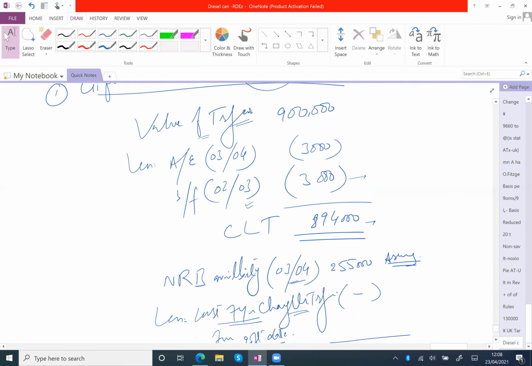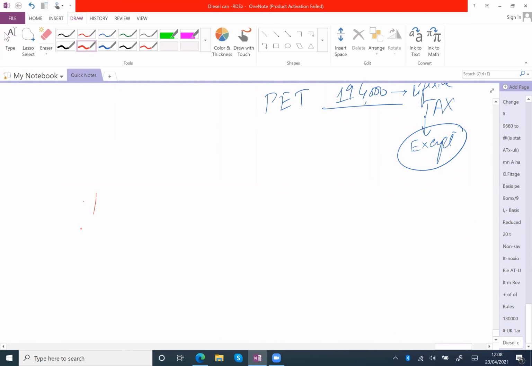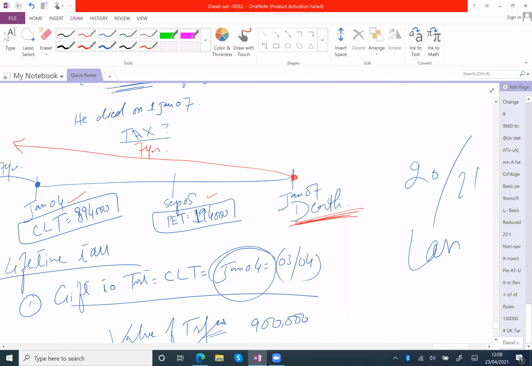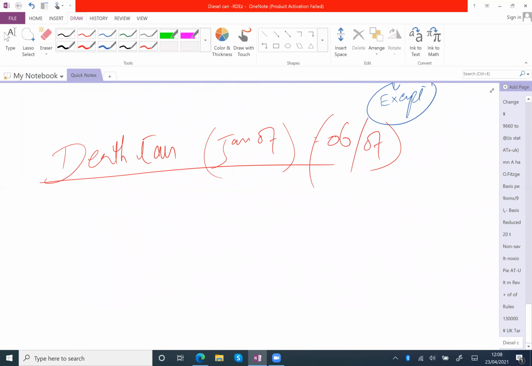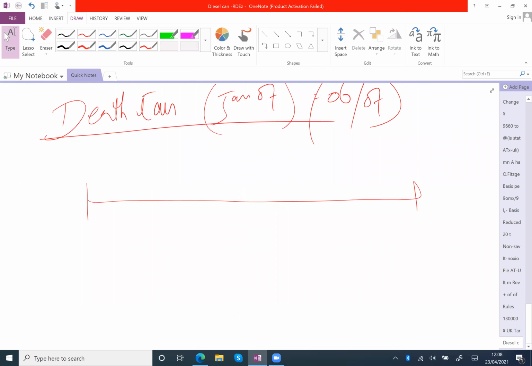Okay. Now go next. Now we are calculating the death tax on both lifetime gifts. He died in January 07, tax year 0607. This is the death tax year. And on the same timeline, you just copy paste again. At the time of death, firstly just copy paste the same timeline.